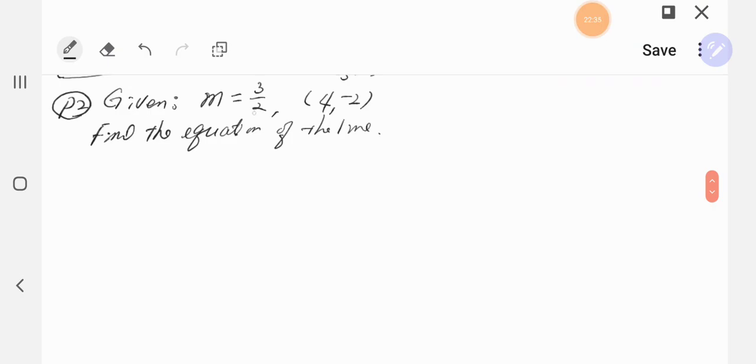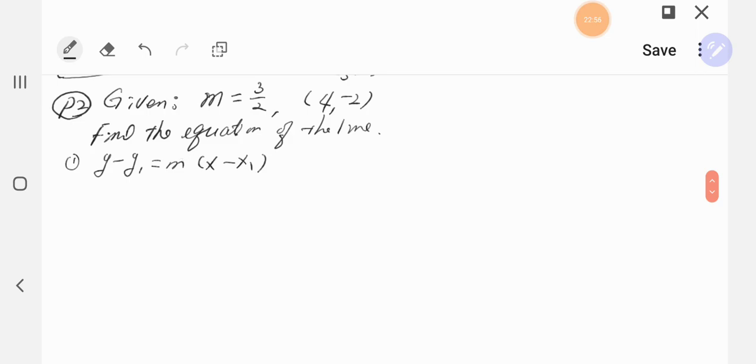Okay, let's try example 2. Slope is given, a point is given. So let's find the equation that satisfies this information. Equation of the line. Let's use point slope formula first. Point slope formula, y minus y1 is equal to m times x minus x1, right?